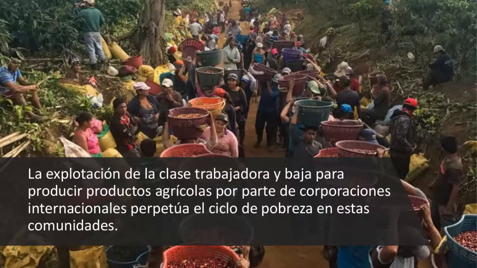And what I hope to show in this presentation is that the exploitation of the lower class to produce these agricultural products for international corporations perpetuates a cycle of poverty in the communities in which these products are produced. So the main idea is that the fruits are mass produced in one area, but the money is benefiting another.